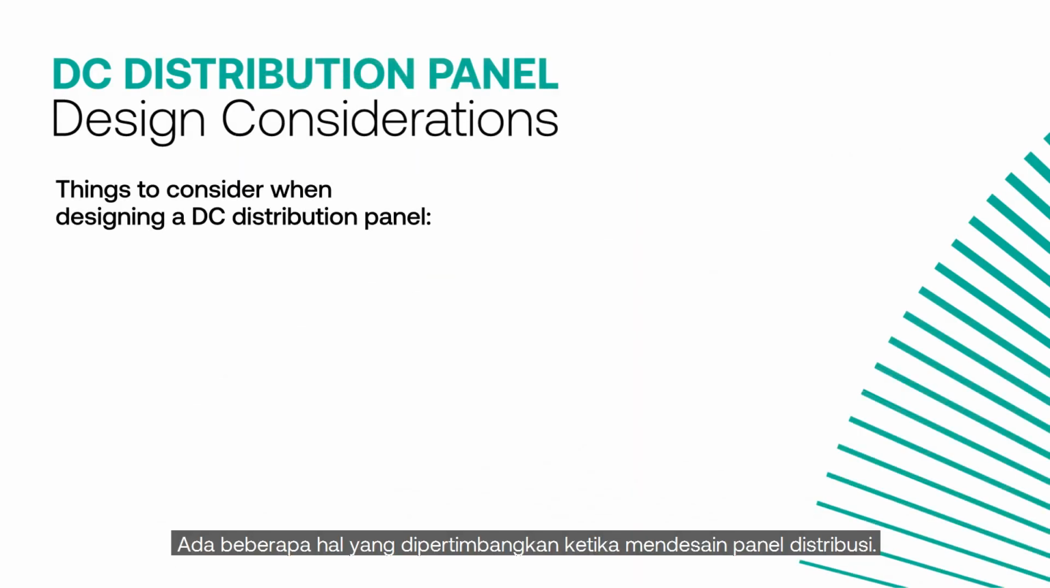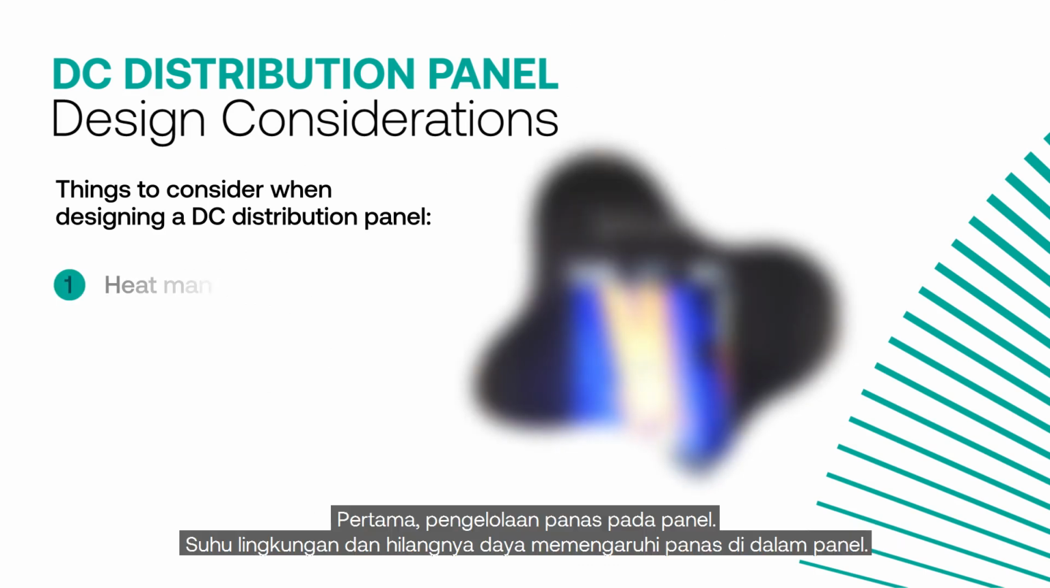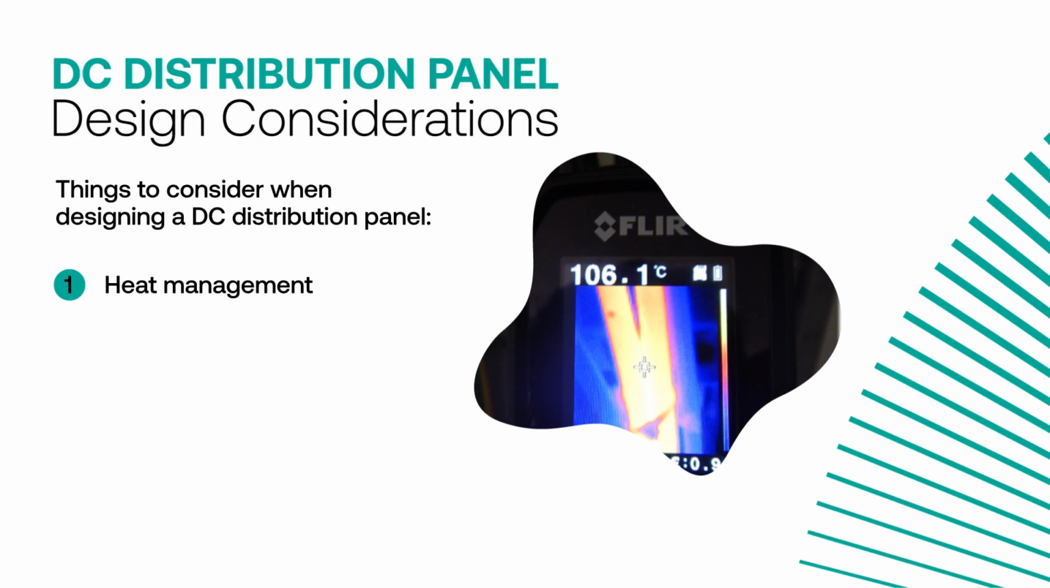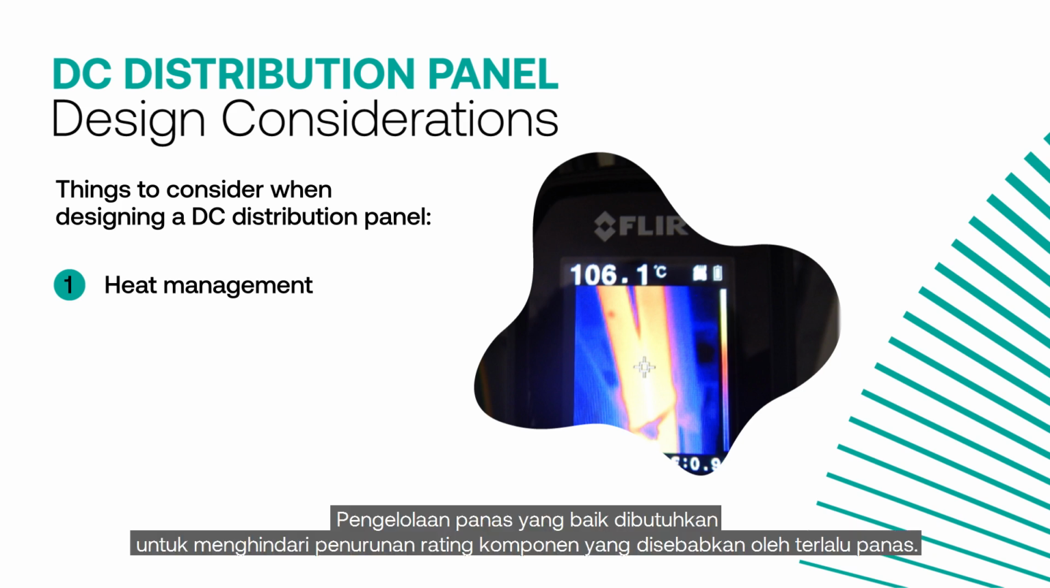There are things to consider when designing a DC distribution panel. First is heat management of the panel. Ambient condition and power losses of the components affect the heat inside the panel. Good heat management is required to avoid the derating of the components caused by overheating.